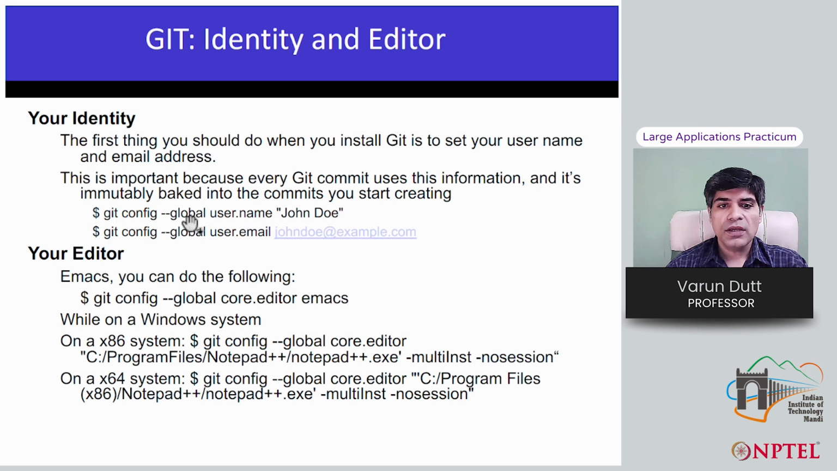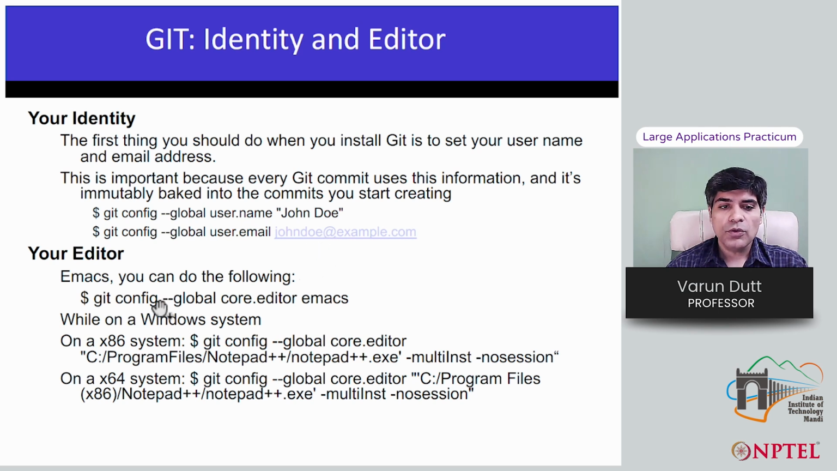So git config --global user.name, and you can define the username, and git config --global user.email with your email address will allow you to create a username and email address for your Git repository. Last lecture we already did this. If you have not seen it, please watch it.